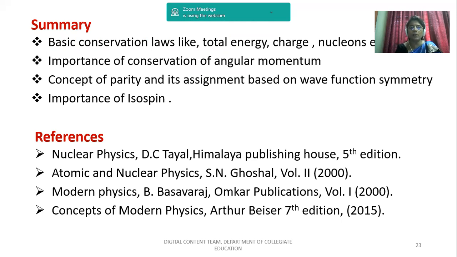And also you learned the concept of parity and its assignment based on the wave function symmetry, and how a change in the sign of the wave function gives different types of parity values. And also you recognized another important law of conservation called conservation of isospin, or isotopic spin, where you understood the concept of various groups of particles whose masses are nearly the same, associated with some energy, and they may form either a doublet, triplet, or singlet based on the number of particles involved in it, based on their isotopic spin.